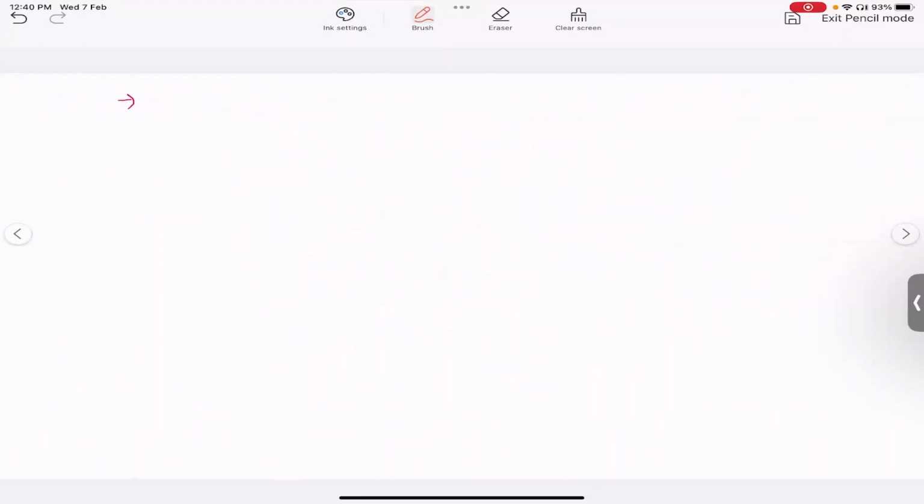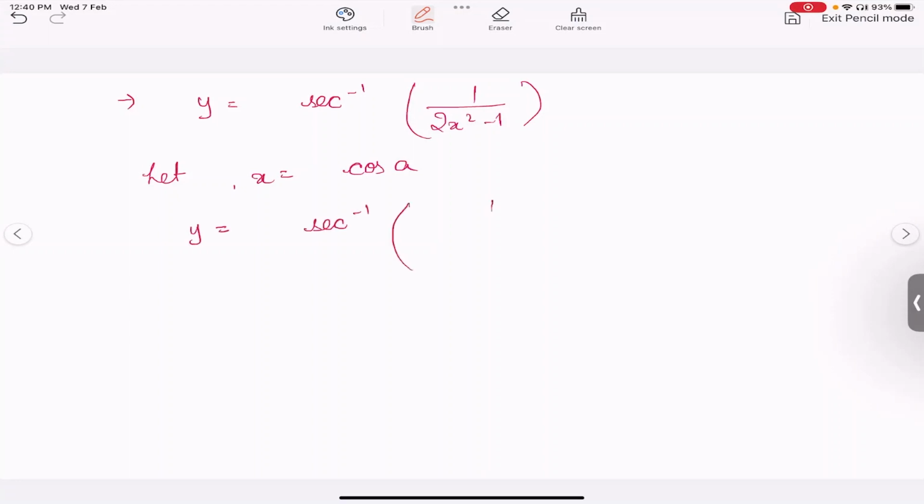So if we do the substitution, let's see how it goes. y is equal to sec inverse of 2x square minus 1. Let x be equal to cos a. Now we'll substitute x in this function and see how it goes. This will be equal to 2 cos square a minus 1.